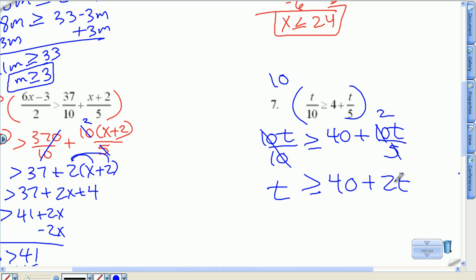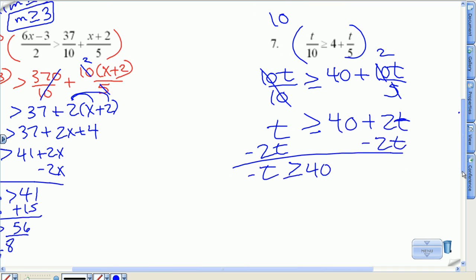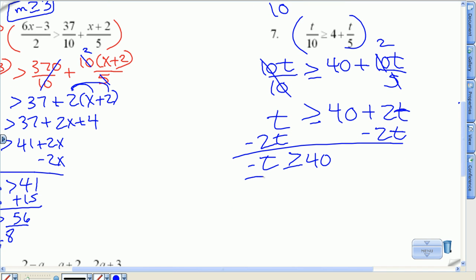So there's really not a lot going on here. Remember our little trick. Because if I subtract t from both sides, I'm going to get 0 on the left. Instead, I'm going to subtract 2t from both sides. That'll give me negative t is greater than or equal to 40. Here we go. I have negative t. So I'm going to divide both sides by negative 1. That means I have to flip over the inequality.